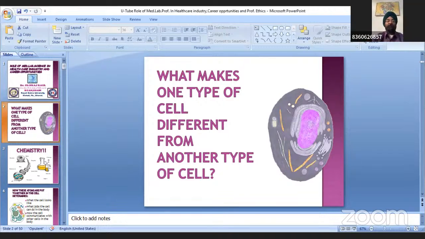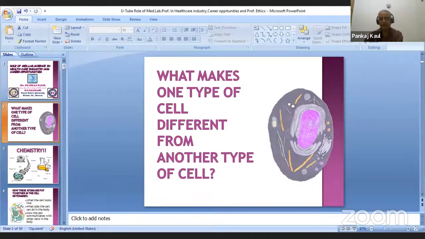So, coming to the topic, what makes one type of cell different from another cell type? That depends upon the chemistry of the cell, its vitamin composition, water, enzymes, composition of amino acids, minerals and proteins, RNA, etc. How these atoms are put together in the cell determines what the cell looks like, what job the cell can do in the body, and how the cell communicates with other cells in the body. Since each type of cell has its own particular chemistry, each disease too has its own particular chemistry.